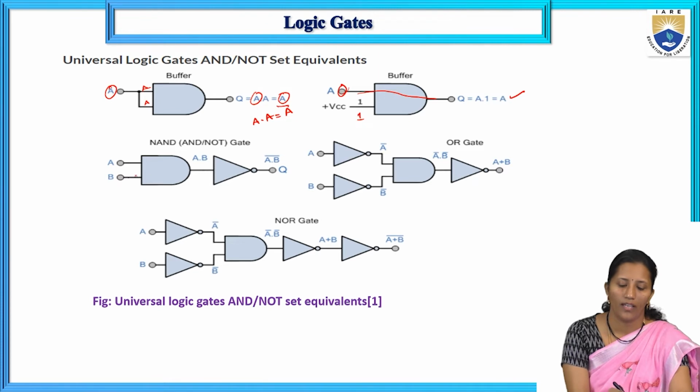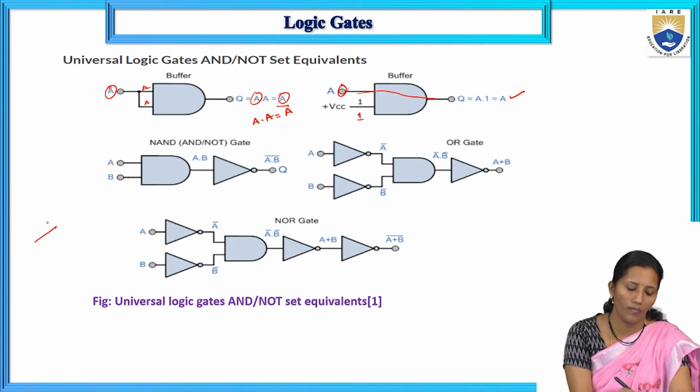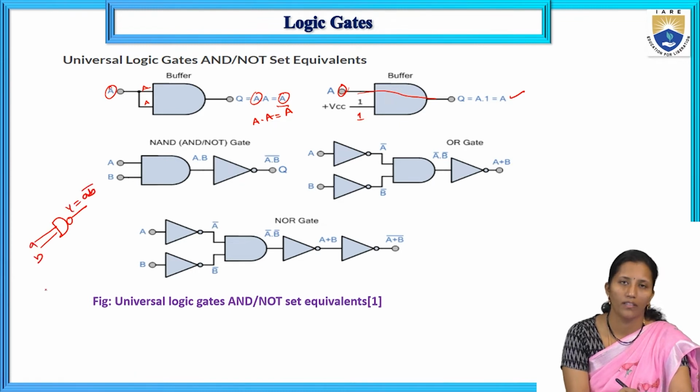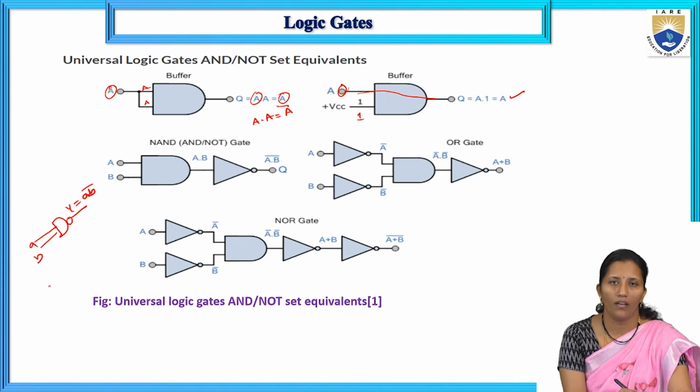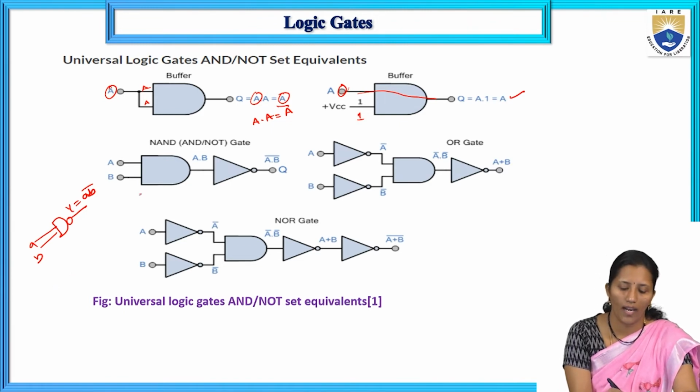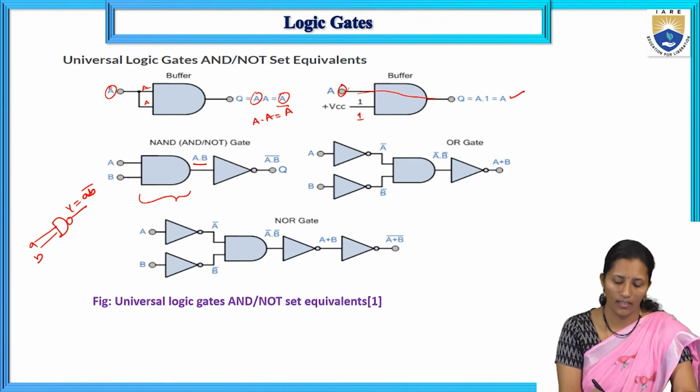NAND gate. What is the NAND gate? NAND gate is y equal to AB bar, the complement of the AND gate. So the AND gate is A into B, and if we apply a NOT gate to the AND gate, we get AB bar.